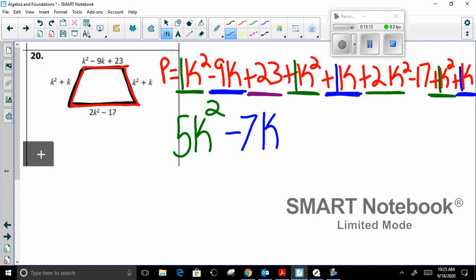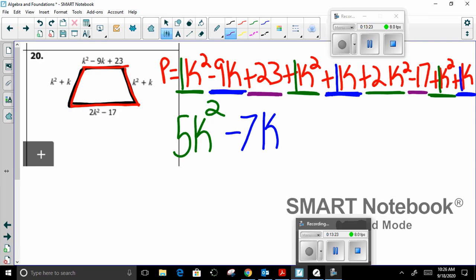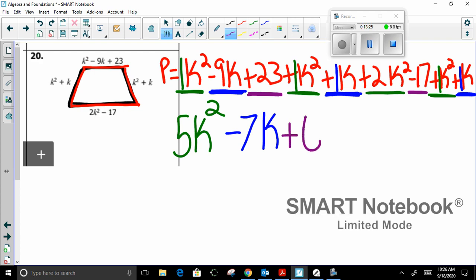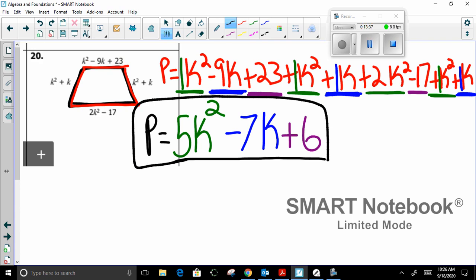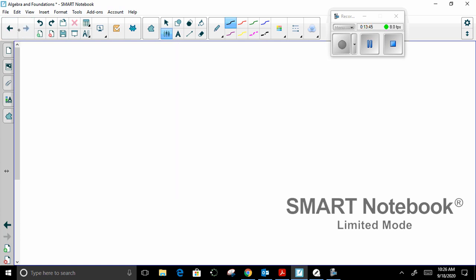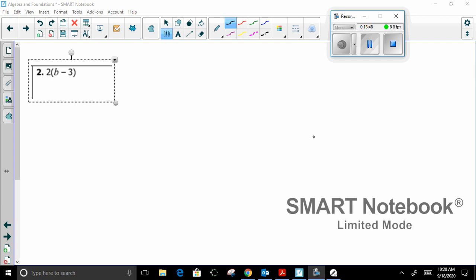Next, I have a constant number, a plain number by itself. Positive 23 minus 17. 23 minus 17 is positive 6. So look at what you're left with. Do you have any like terms here, any more? You do not. So you have fully simplified the expression for the perimeter of this trapezoid. Let's go ahead and move on to combining your like term.